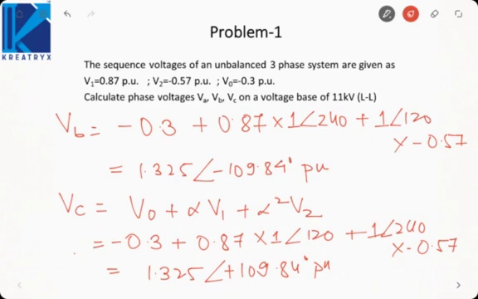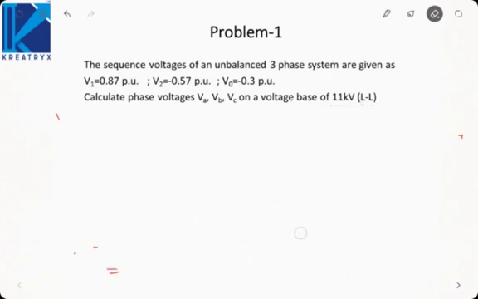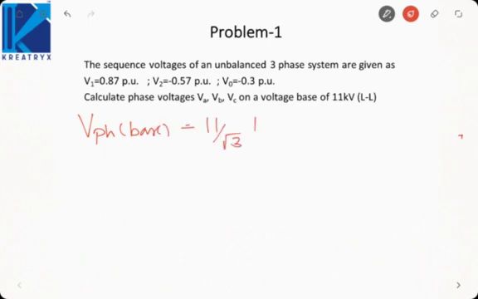Now these voltages we have arrived at in pu. It is asking the voltages on a voltage base of 11 kilovolt line to line. Now if the base voltage of line to line voltage is 11 kV, the base voltage per phase will be 11 by root 3 kV. Now VA was 0 pu, so it will be 0 kV.